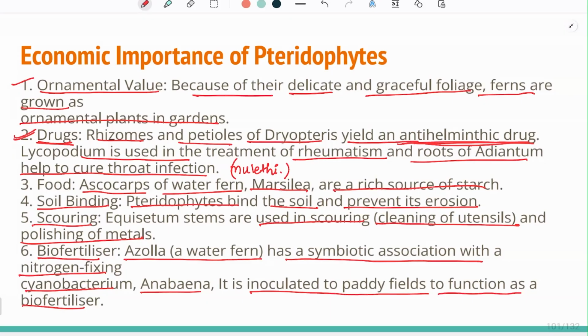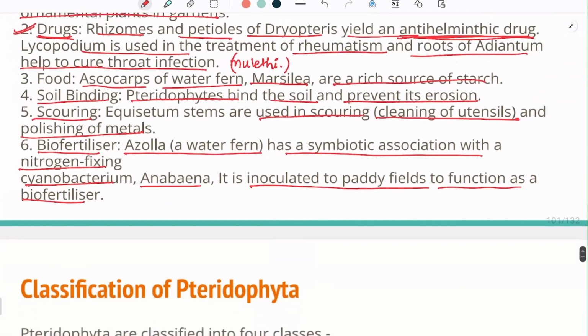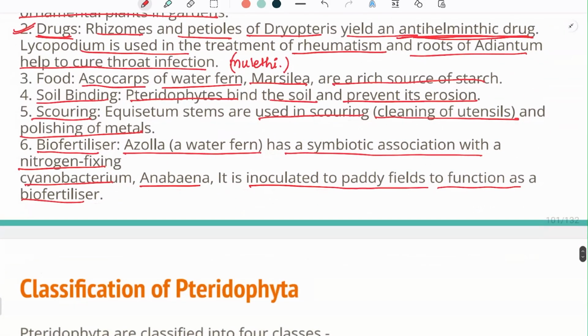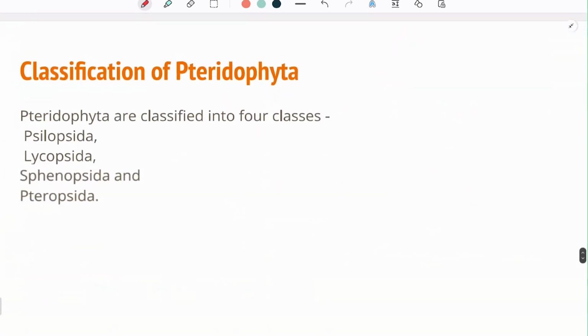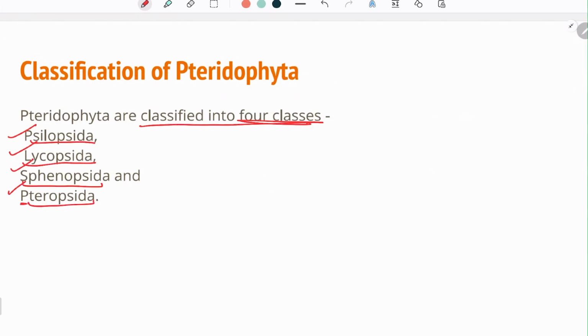Now, classification of Pteridophyta. Classification of Pteridophyta is usually based on the structure of the plant. So they are divided into four classes: Psilopsida, Lycopsida, Sphenopsida, and Pteropsida. P is silent. So Psilopsida, Lycopsida, Sphenopsida, and Pteropsida. These are the four classes.